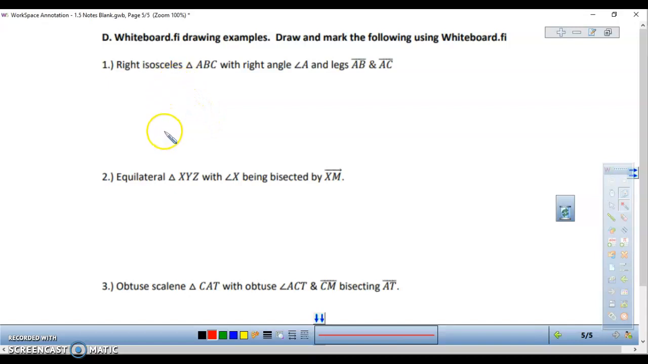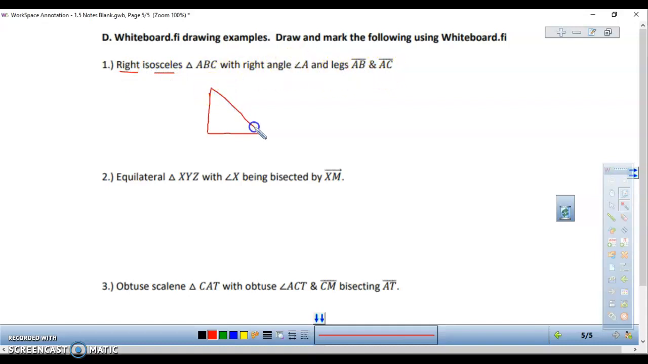So here we go. Right isosceles triangle ABC with right angle A. So I'm just going to do some rough sketches. I know my drawings are terrible. Hopefully you guys are better than me. So I'm drawing an isosceles triangle. It's got to have a right angle. Let's see. We got legs AB and AC and right angle A.